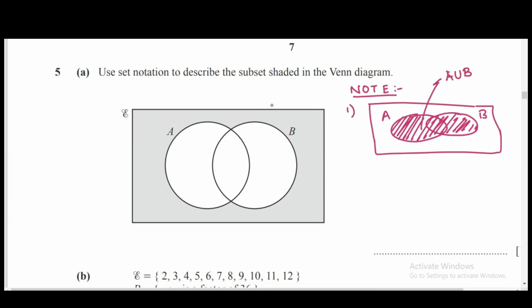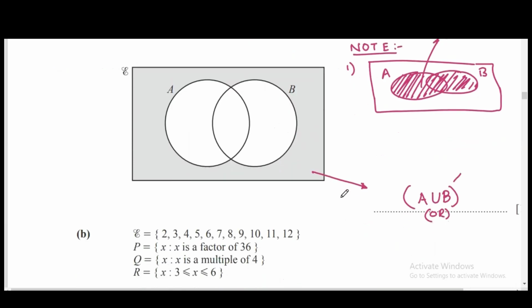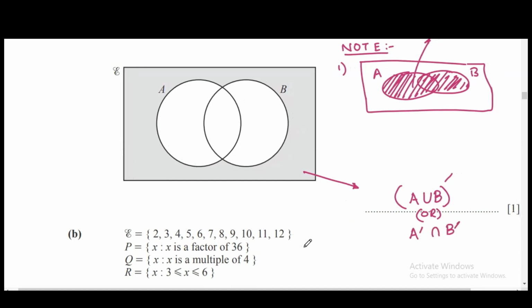But in this question, the region beyond A union B, or we can say the region without A union B, we use the complement sign. So A union B whole complement is the set notation for the shaded region. Or if you expand the bracket, the answer will be A complement intersection B complement. This was a 1 mark question also.